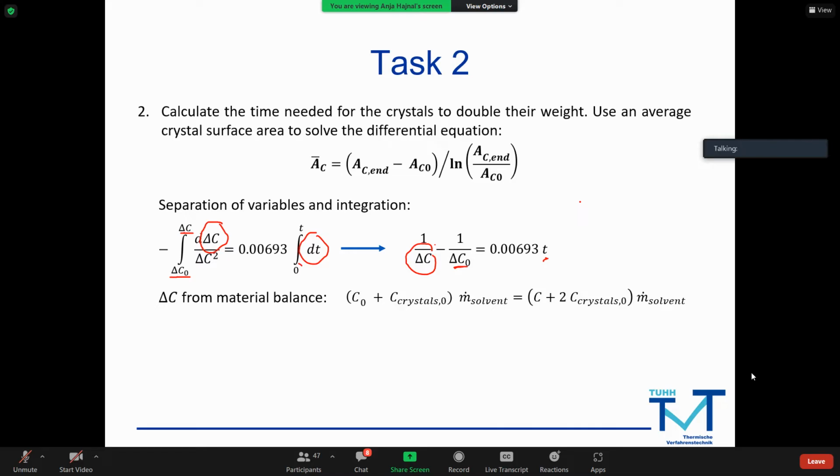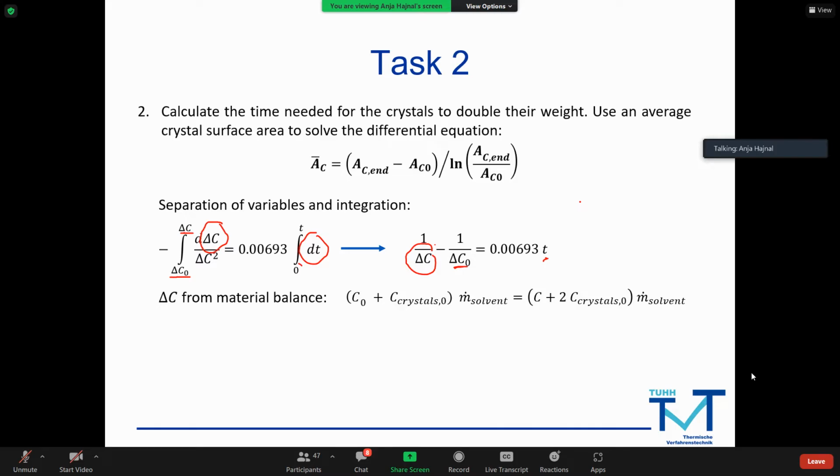So the mass of the crystals, so this is not the concentration, it is the solute loading. So it's the mass of the solute, or the mass of the crystals, per mass of the solvent. This is why we're multiplying it by the mass of the solvent to be left only with the mass of the crystals.